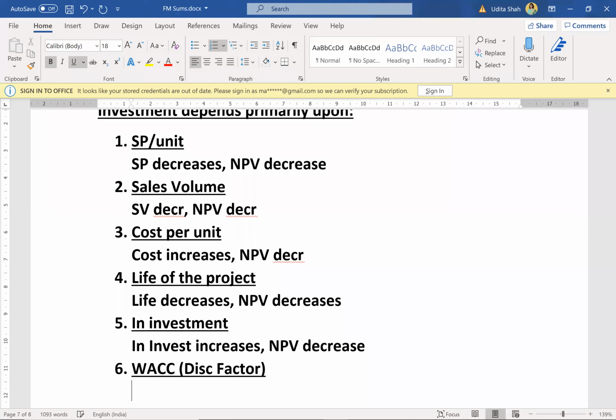Okay. And last point is your WACC. Okay. If discounting factor increases, if WACC, that is cost, increases, what will happen?